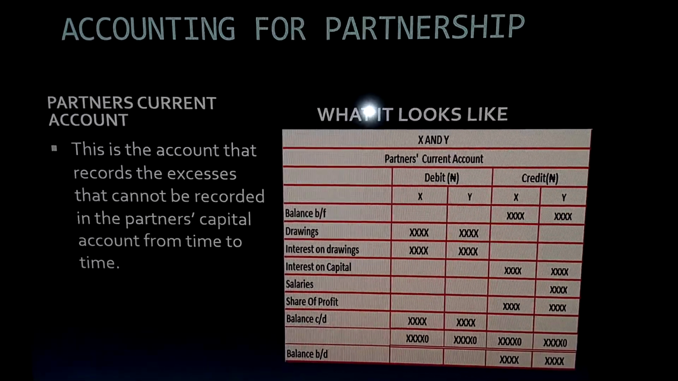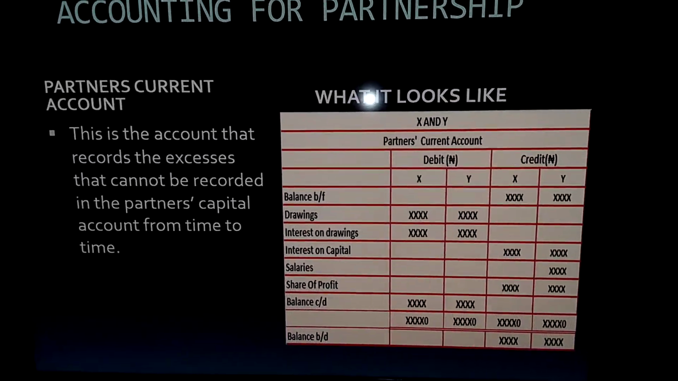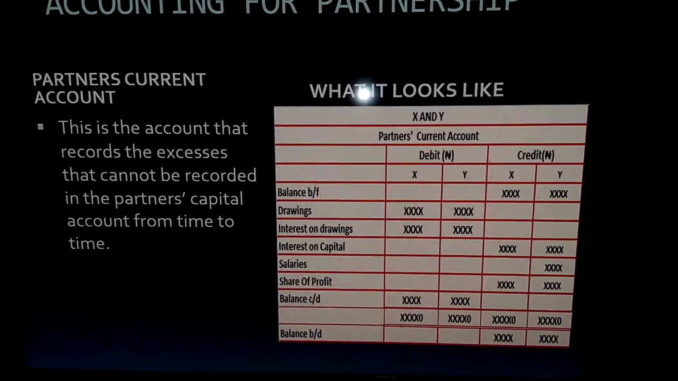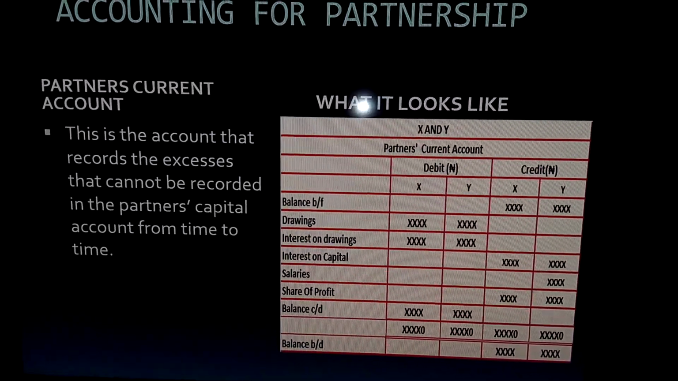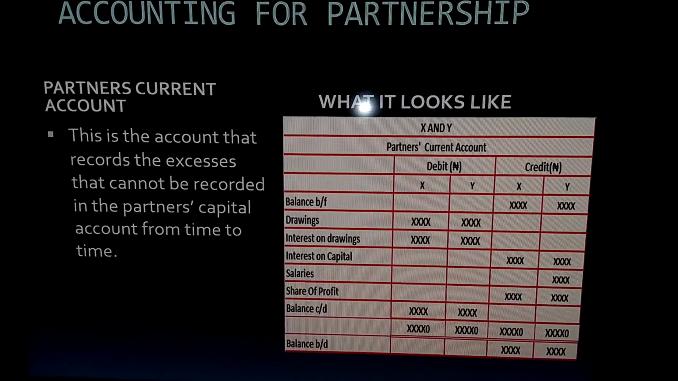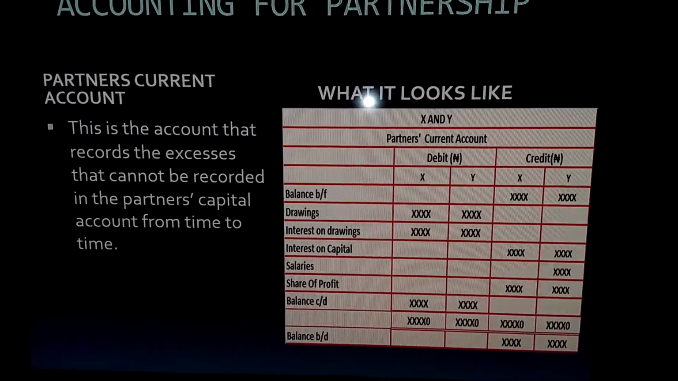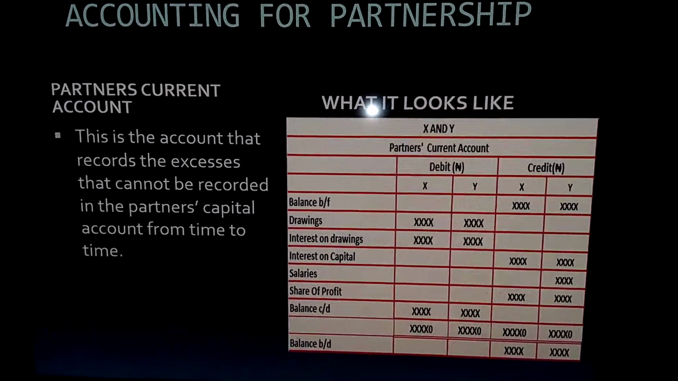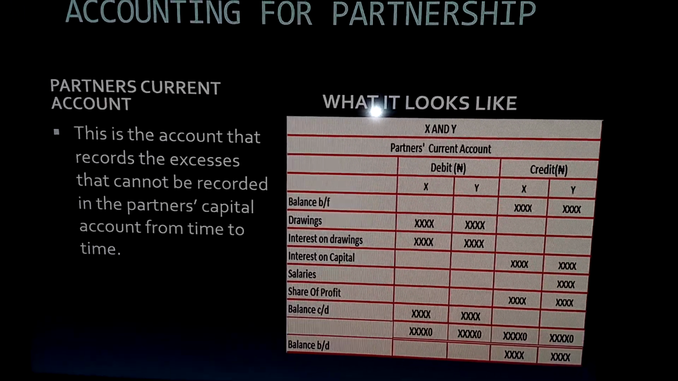The partner's current account takes the excesses that cannot go to the capital account, except you're operating a floating or fluctuating capital account. If you're operating a fluctuating capital account, all the excesses will go to the capital account. That means capital changes from time to time. But if you're operating a fixed capital account, capital does not change. It is fixed. Any excess goes to the partner's current account.